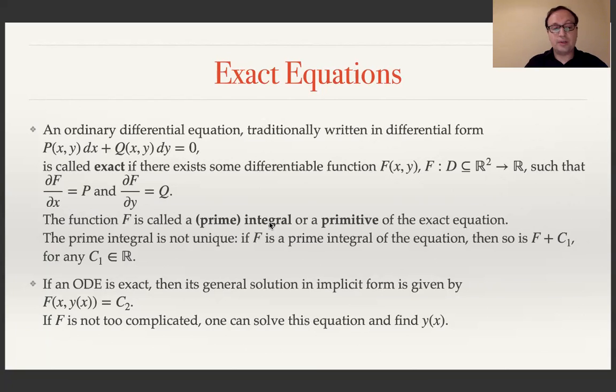Sometimes we have to stop here because this equation F of x and y is equal to a constant may be too complicated to solve, but if it is not too complicated, then we can solve this and find the explicit solution, y of x. y of x is equal to whatever we get by solving this equation. If not, we leave it like this. This is called the solution in implicit form.